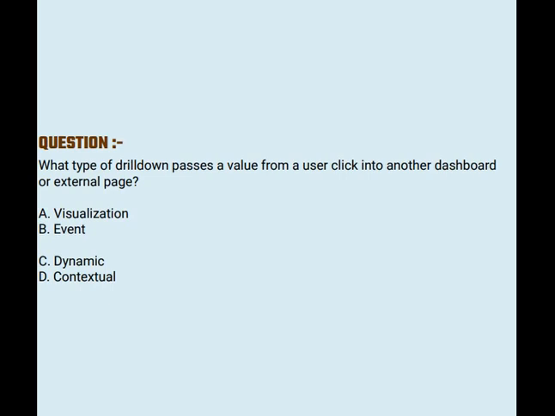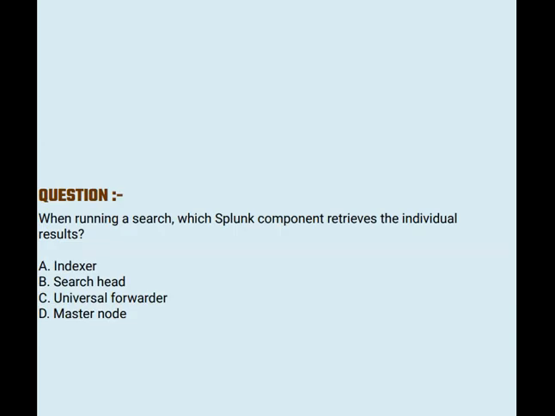The correct answer is option D. Next question is, when running a search, which Splunk component retrieves the individual results? Option A, indexer. Option B, search head. Option C, universal forwarder. And option D, master node.